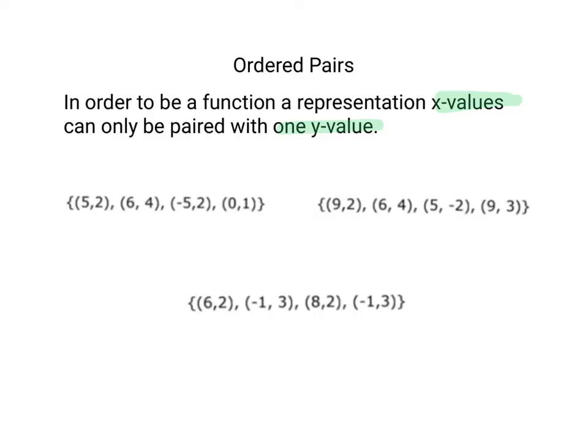So what we can't have is repeating x values. That makes this not a function. An ordered pair is written with an x, comma, y. So we're looking at that first number, and what we're looking for is whether there are any repeating x values.